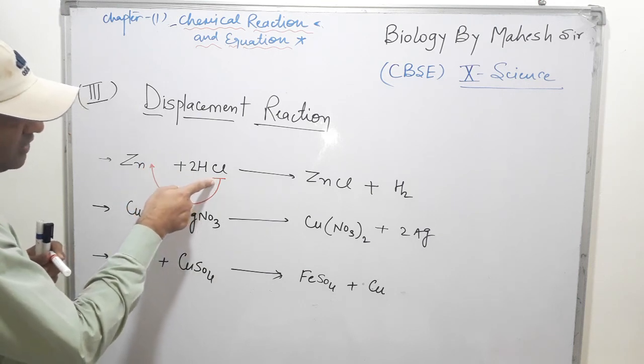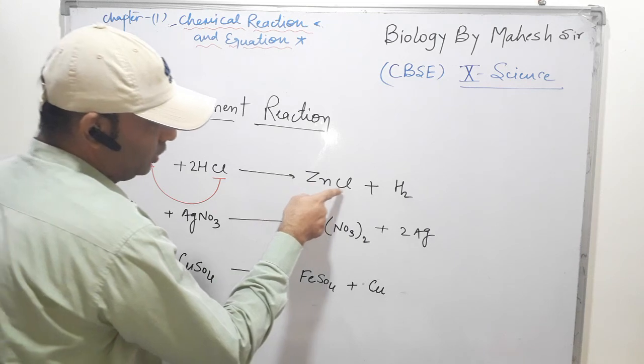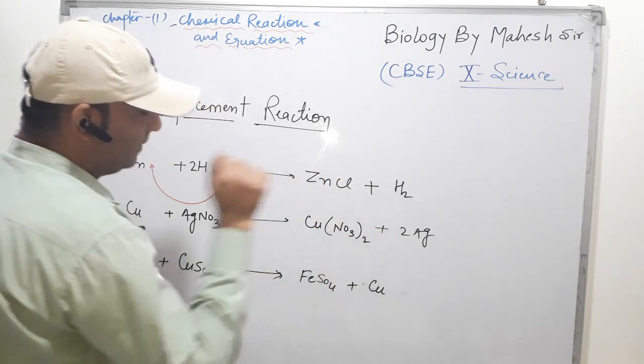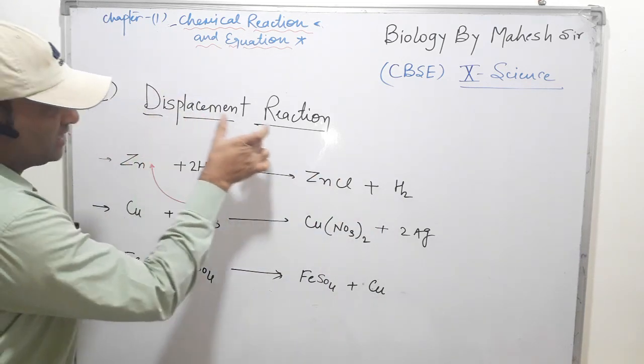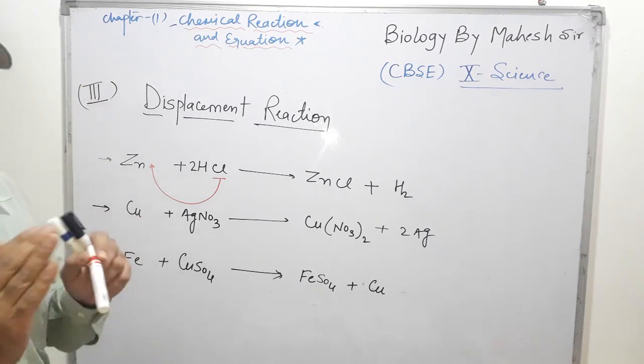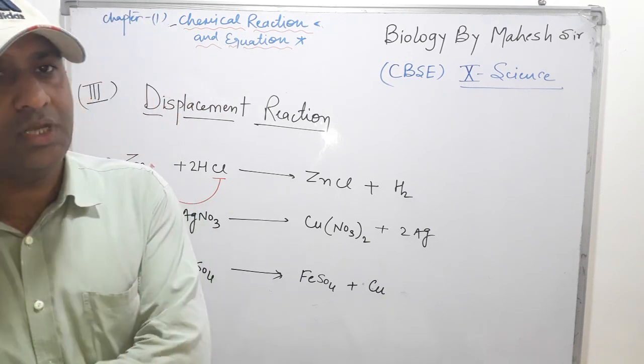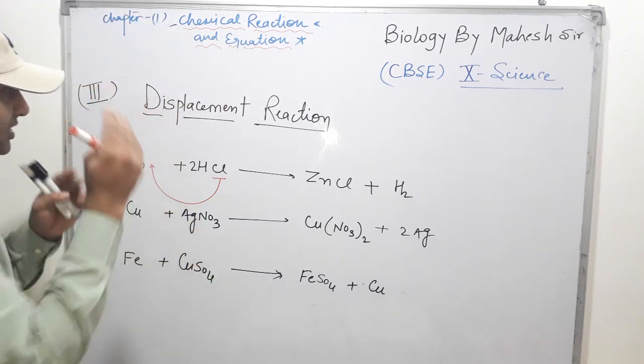Here chlorine is a functional group which shifts from hydrochloric acid to zinc and produces zinc chloride and free hydrogen. So that time it is called displacement reaction. So displacement is the type of reaction in which the functional group is released or removed from one compound and joins another element. That time it is called displacement reaction.